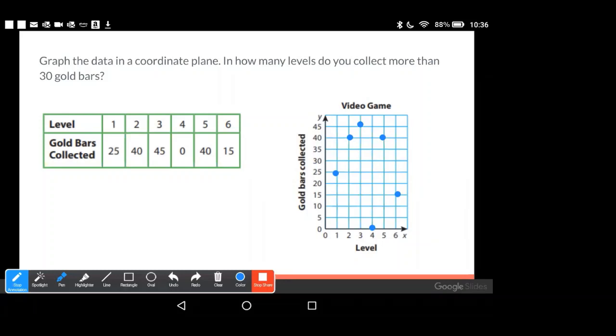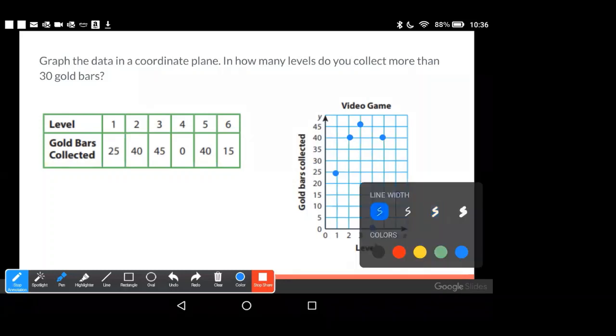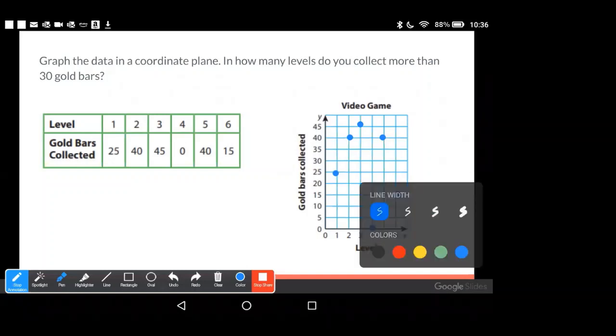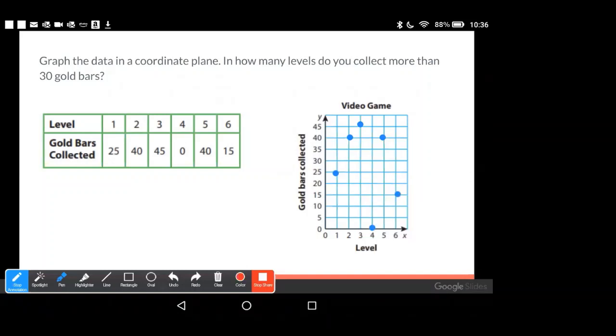Now the actual question that's being asked is, in how many levels do you collect more than 30 gold bars? So 30 gold bars is right here. So in how many different levels did I get more than 30 gold bars? Well, yes, you can come over here and look and go, okay, 1, 2, 3. That's one way to look at it. Or you can say 1, 2, 3.